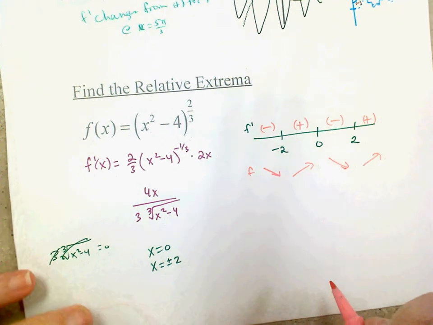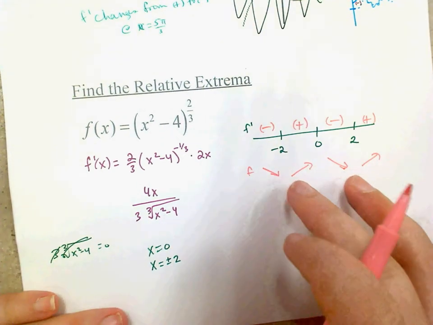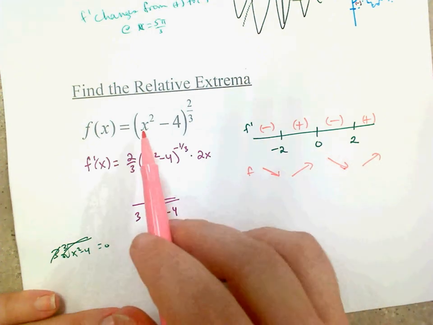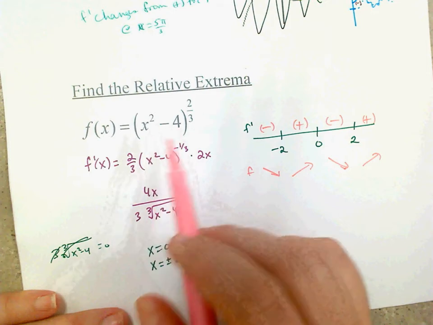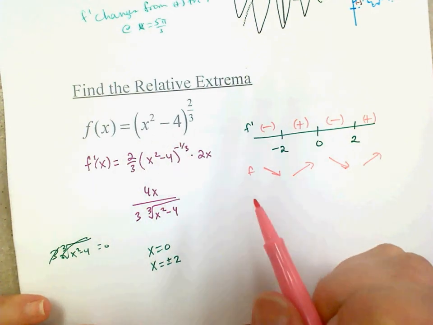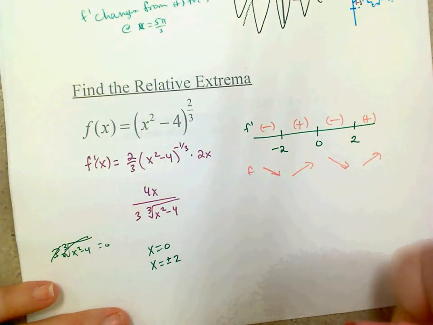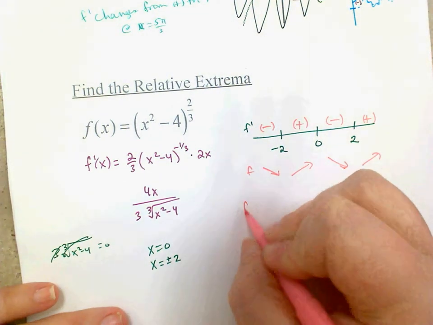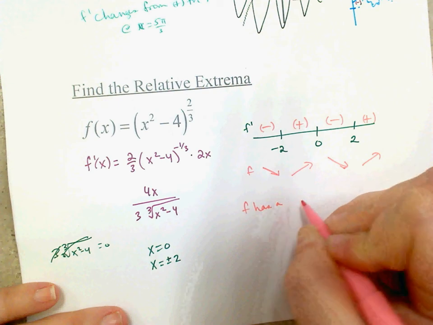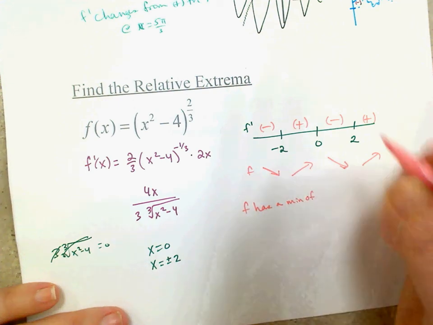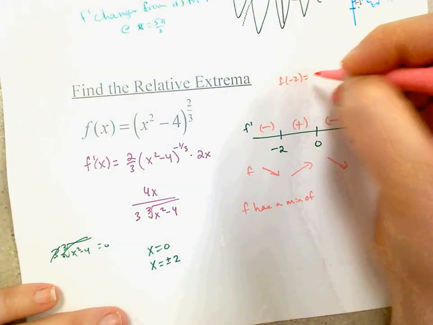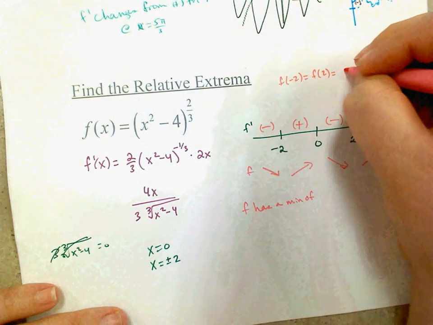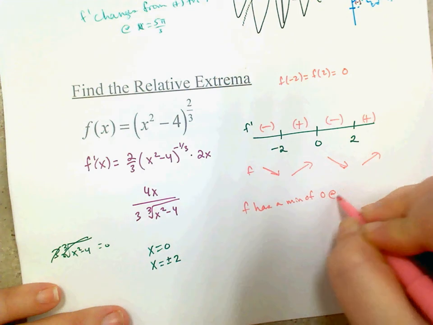Now, it's important that we know that f is defined at these numbers. So if I plug in negative 2, positive 2, and 0, I get real numbers. I don't get an expression that's undefined. So f has values at each of these, and in fact, f has a min at both negative 2 and positive 2. So f has a min of, and let's actually plug them in. f of negative 2 is the same thing as f of positive 2 because it's x squared. And so it's 4 minus 4, which is 0, to the 2/3, which is 0. A min of 0 at x equals plus and minus 2.